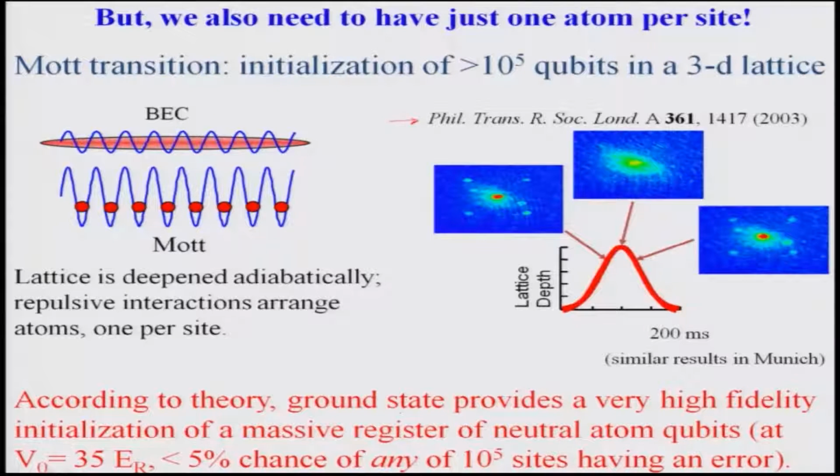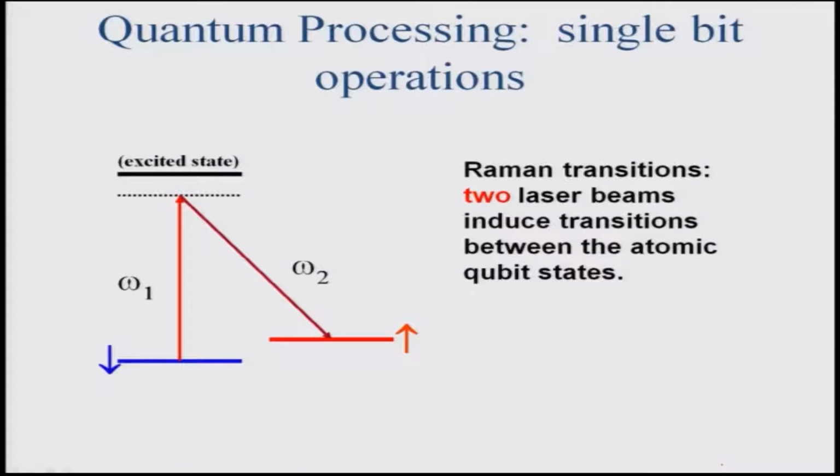And so, according to theory, ground state provides a very high fidelity of initialization of a massive register of neutral atoms, qubits at certain voltage values, with an error rate of less than 5% chance of any of the 10 to the power 5 sites having an error. So, that is the level of fidelity which was possible to be achieved by using this adiabatic principle of making sure that the atoms are loaded in the sites of interest.